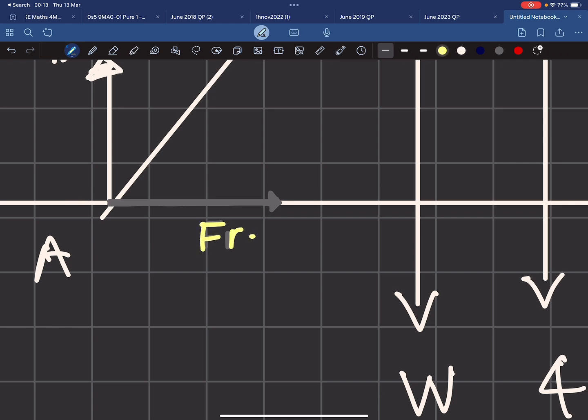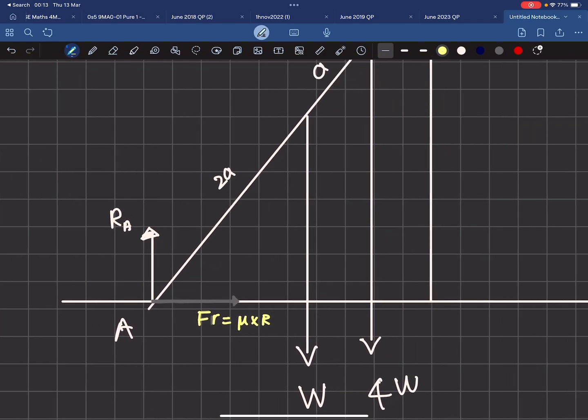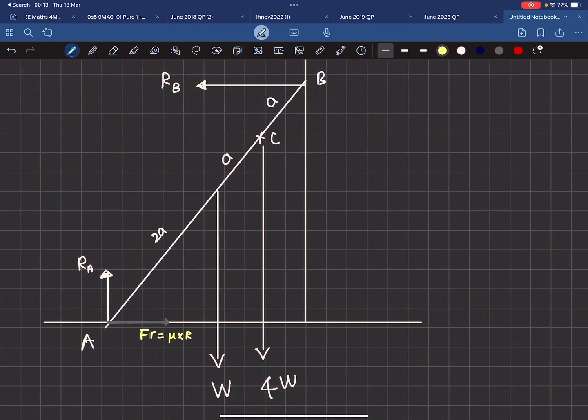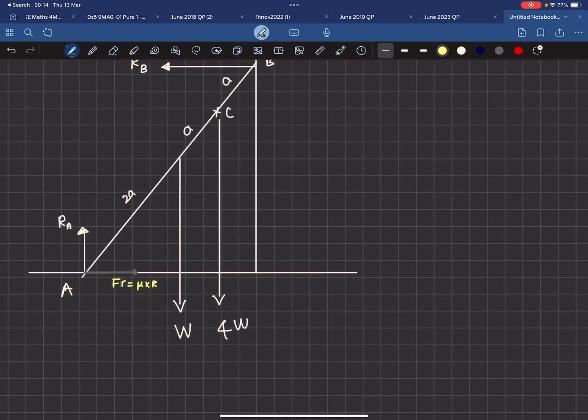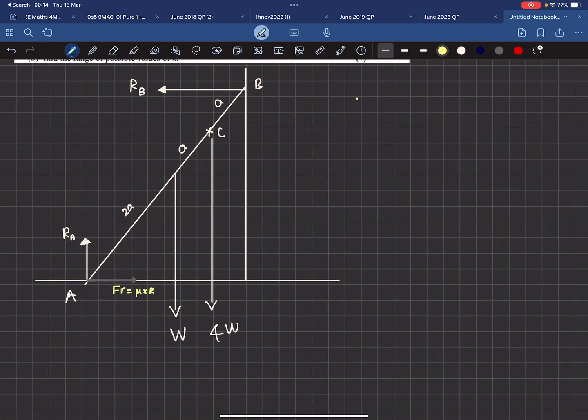Frictional force. That frictional force is equal to mu times reaction. Formula is not given, so memorize the formula. Okay, now, the method that I use, regardless of the question, I would always use up equals down, right equals left, and then moments about point A.